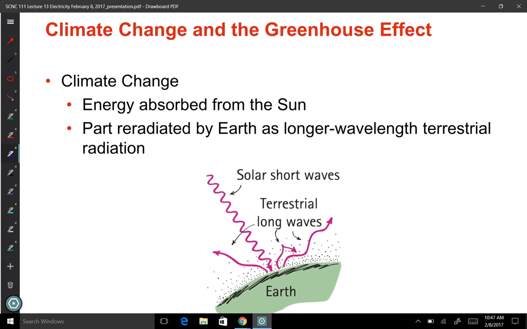And so we have gases in the atmosphere that will block the Earth's radiation from getting out, and we call those greenhouse gases. And if we have more of those, it's going to block energy from leaving, so the net budget of the Earth is going to be, we're gaining energy, getting hotter.